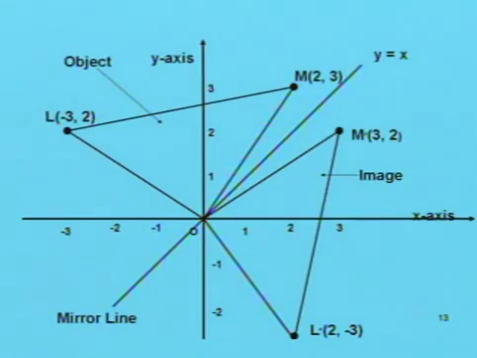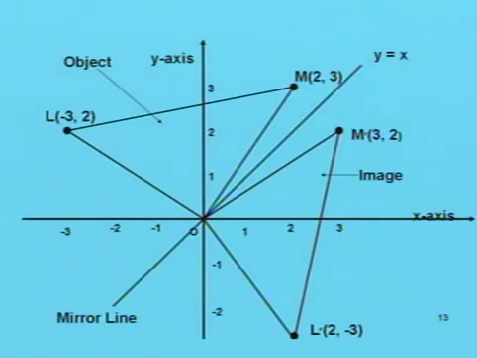Now let's look at reflecting a triangle in the line y equals x. We are reflecting triangle LMO, which is seen partly in the first quadrant and in the second quadrant. L is (-3, 2), M is (2, 3), and O is the origin, (0, 0). If we place the mirror on the line y equals x, with the reflecting face facing triangle LMO, which is called the object, and you look into the mirror, what you would see is the image below the line, marked L', M', O'. It would be the same.